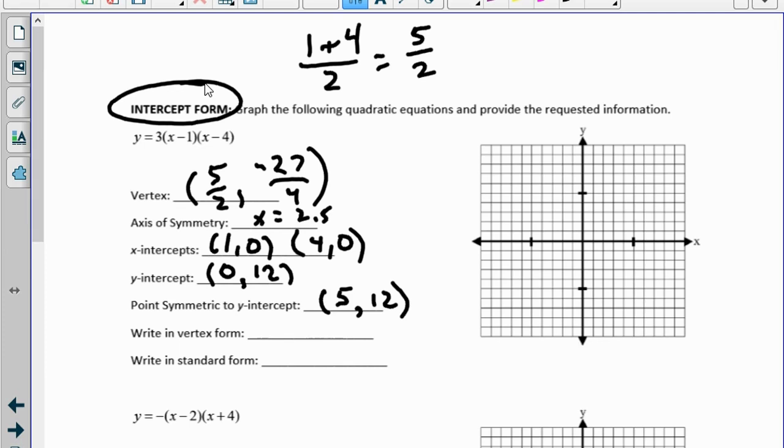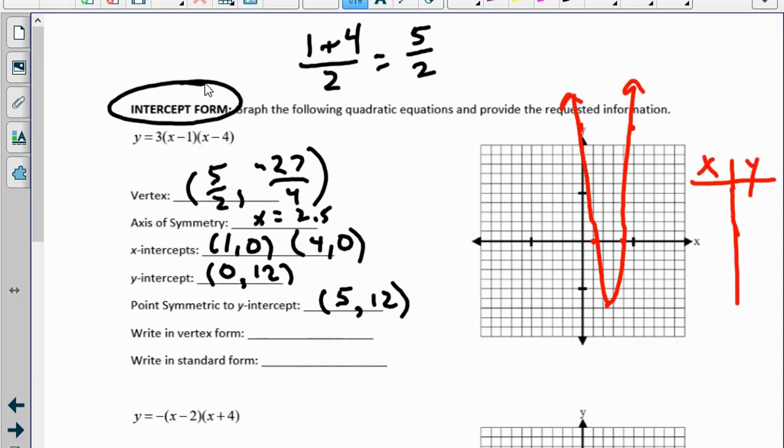So now I have a few points that I know are on the graph. I can get 5/2, which is 2.5, comma -6.75. That's somewhere down there. I know I have intercepts at 1 and 4. I know I have a y-intercept at 12 and a symmetric point at (5, 12). And there's my graph.